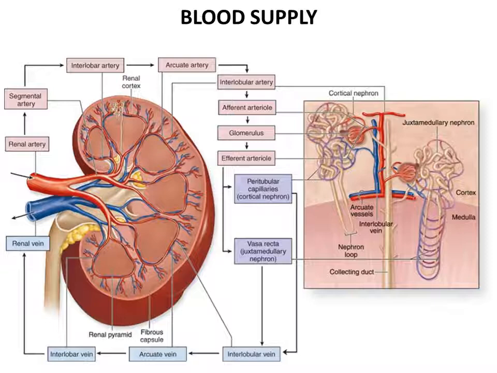The blood supply of the kidney. The renal arteries at the hilum divide into two divisions, anterior and posterior. These two divisions further divide into 5 segmental arteries. The segmental arteries in the renal sinus divide into lobar arteries, one for each renal pyramid. The lobar arteries further subdivide into interlobar arteries which pass through the renal columns on either side of the pyramids.